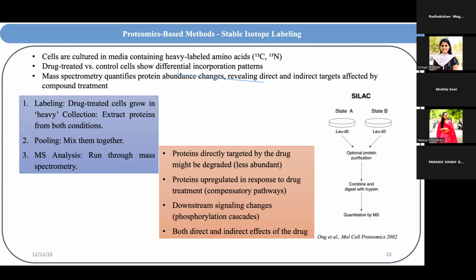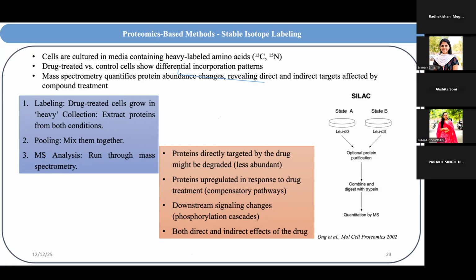In the mass spectrum, we can distinguish the heavy labeled peptides from the light labeled peptides based on their mass to charge ratio. Heavy peptides are slightly heavier, so they separate from the light peptides. From this, what we can infer is that proteins directly targeted by the drug might be degraded, and proteins upregulated in response to the drug treatment reflect downstream signaling, both direct and indirect effects.